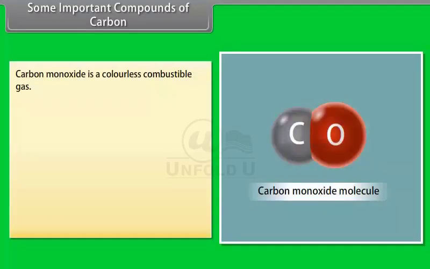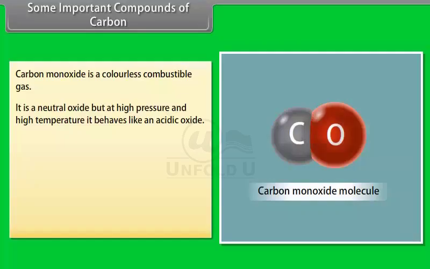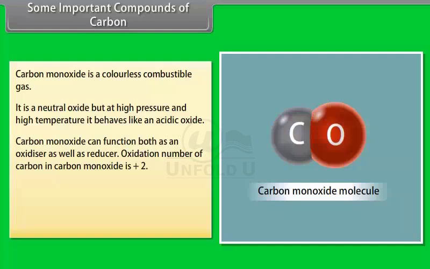Carbon monoxide is a colorless combustible gas. It is a neutral oxide, but at high pressure and high temperature, it behaves like an acidic oxide. Carbon monoxide can function both as an oxidizer as well as reducer. Oxidation number of carbon in carbon monoxide is +2.